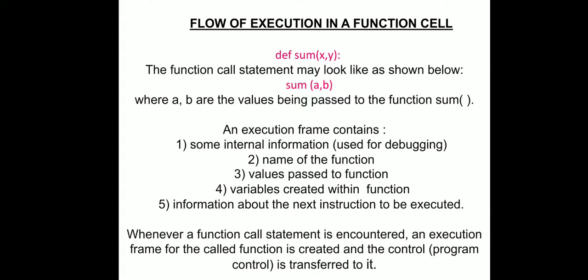So automatically some function will be called. An execution frame contains some internal information that is used for debugging: name of the function, values passed to the function, and variables created within the function. Fifth, information about the next instruction to be executed.